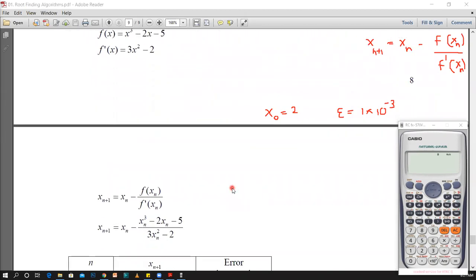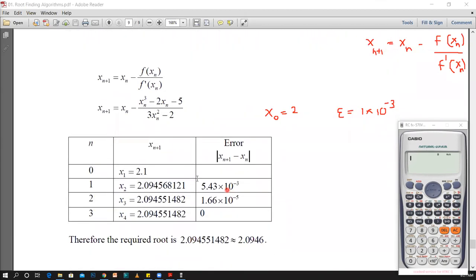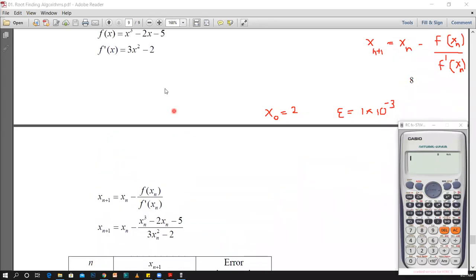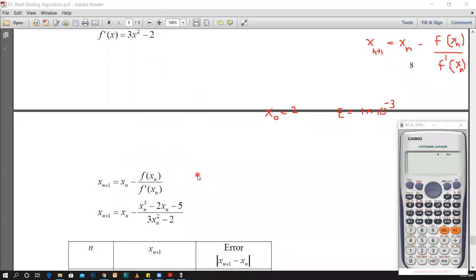If you move to the next step, then you have already identified x_{n+1}. The relationship is x_{n+1} equals x_n minus f(x_n) divided by f'(x_n). But you have already identified the values for f(x) and f'(x), because here f(x) is equal to x cube minus 2x minus 5 and f'(x) is equal to 3x squared minus 2.